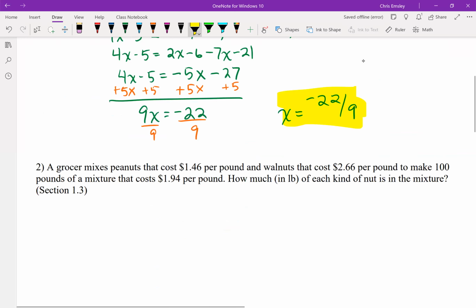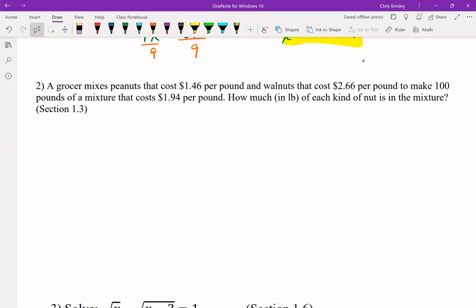Next up, number 2. We have a grocer who's making a little snack mix here. They're mixing peanuts that cost $1.46 a pound and walnuts that cost $2.66 a pound to make 100 pounds of a mixture that costs $1.94 a pound. How much of each kind of nut is in that mixture? So we want to know, here's our question, how much of each nut?